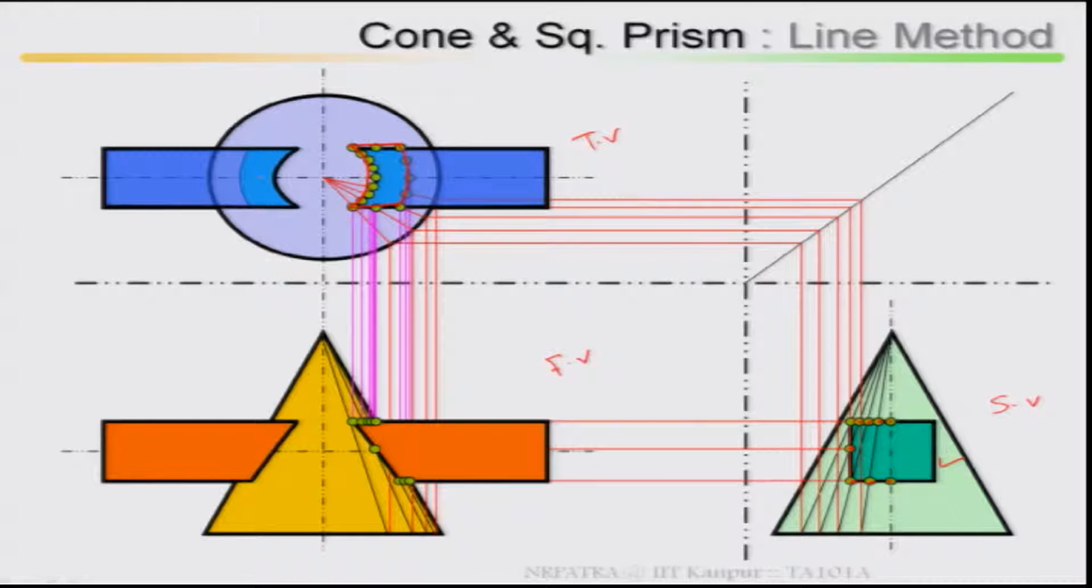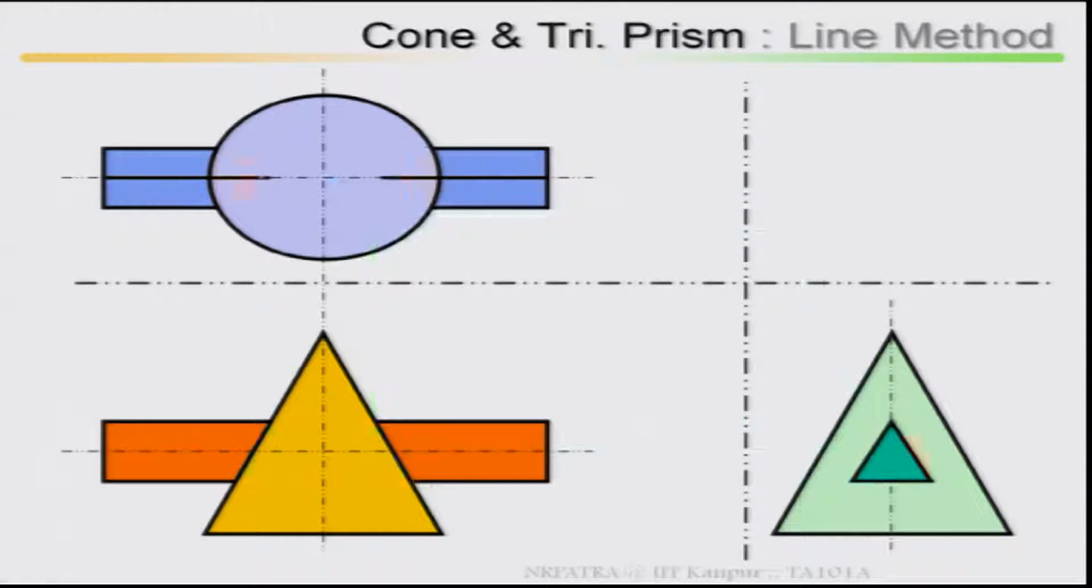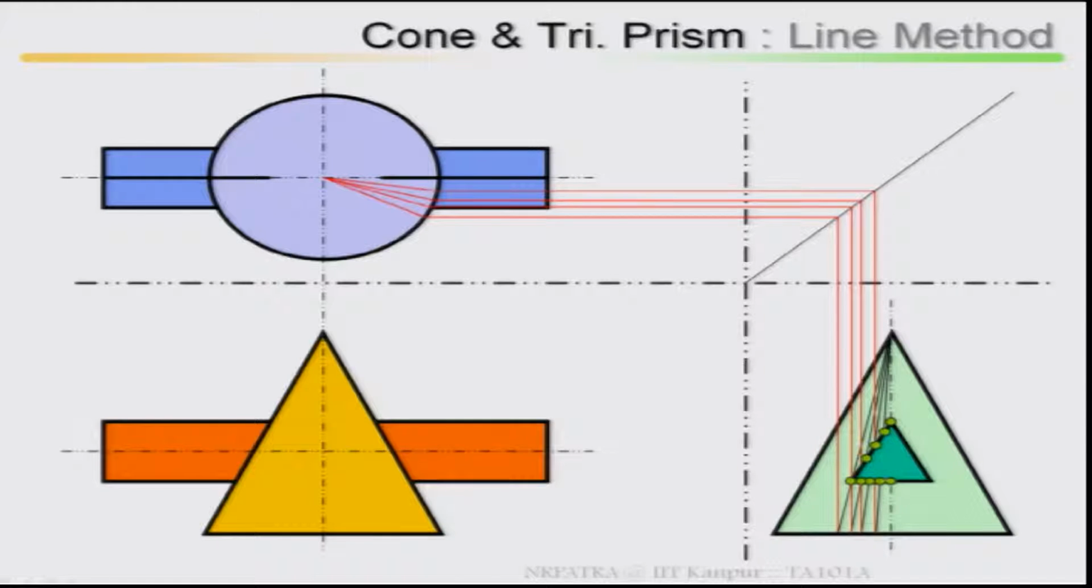Now the same intersection, between cone and triangular prism. Earlier it was a square prism, now the intersection between cone and triangular prism, for example by means of line method. Same way this cone has to be divided, from there you project it back, mark the points where your intersections are, and from these projections you take out the cone and join it.